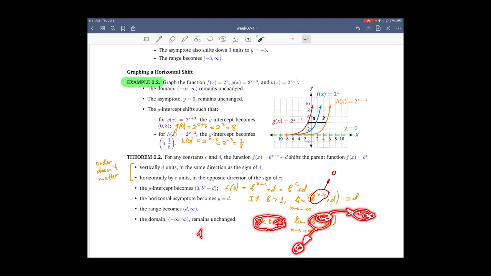Think about, for instance, raising 1/2 to the power a million. That is essentially 0. So this term, b to the power x plus c, therefore goes to 0, and we again end up with limit d. Either way, the horizontal line y equals d is a horizontal asymptote.